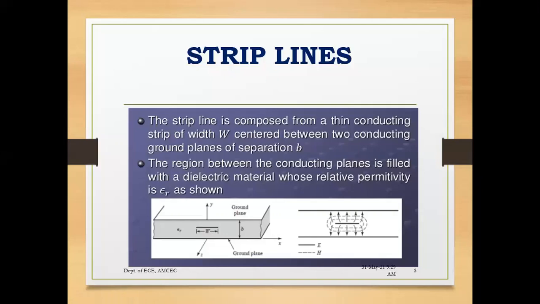Now the mode of propagation is TEM wave. You can see here the electric field and magnetic field directions. If this is a strip line, you can see the electric field lines moving towards the upper side of the ground plane and the lower side of the ground plane, whereas the magnetic field is perpendicular to the electric field. So in this TEM wave, the electric field lines are perpendicular to the strip, and everything will be concentrated at the center.